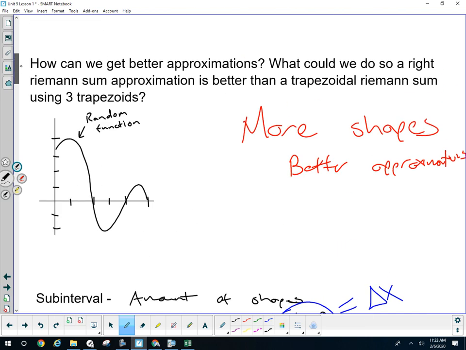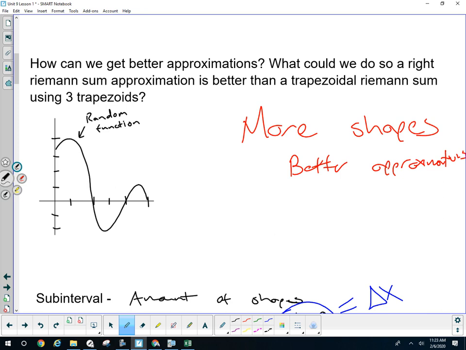If more shapes become better approximations, and if I continue to add more and more shapes, my approximation gets better and better and better. How many shapes should we use for you to feel like we have such a good approximation that we are approaching the actual, or we get the actual value? Throw a number out with your neighbors. It's not enough. 100. 100's getting there.